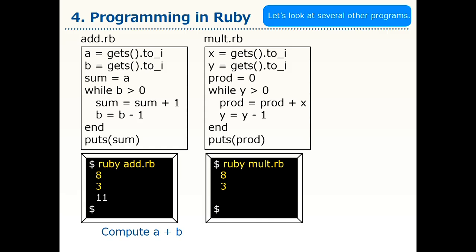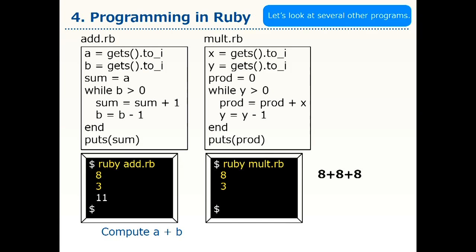In the previous program, add.rb, when 3 was put in b just before, it decreased by 1 each time and repeated until the value of b reaches 0. Similarly, in this program, mult.rb, if we have the value 3 in y, for example, the value of y decreases each time by 1, and this is repeated 3 times. As it repeats, 8 is continuously added to prod. So, if y is 3, 8 is added 3 times. That produces an answer 24.